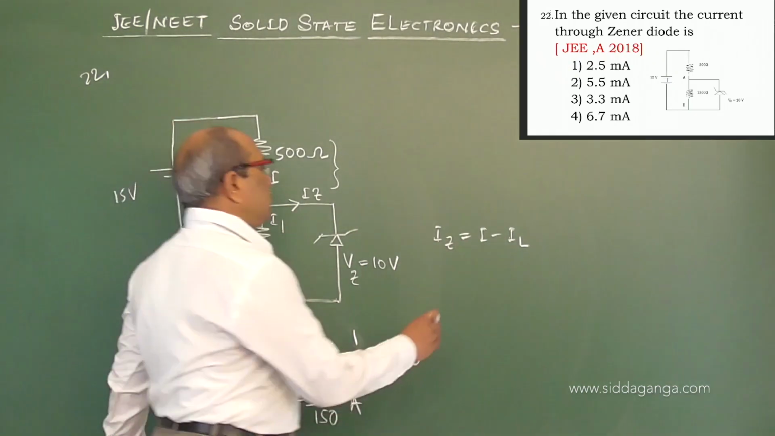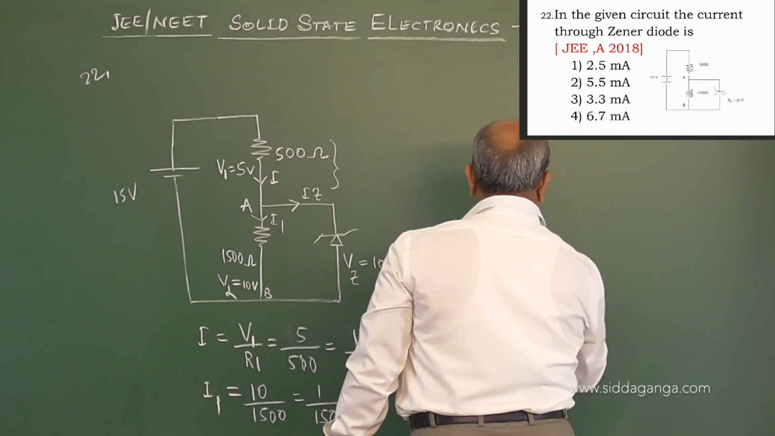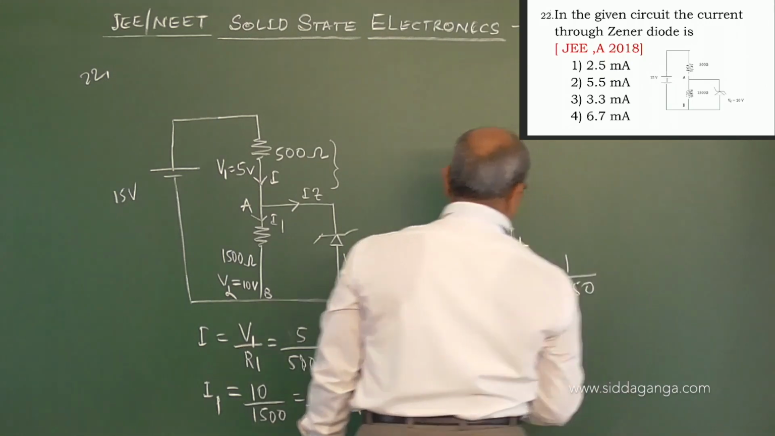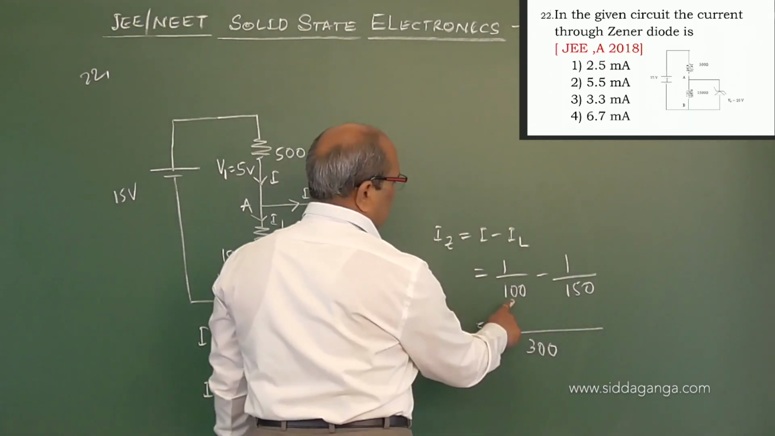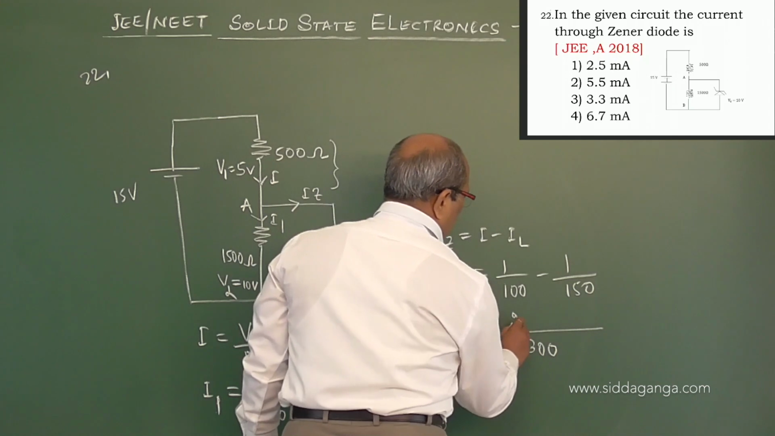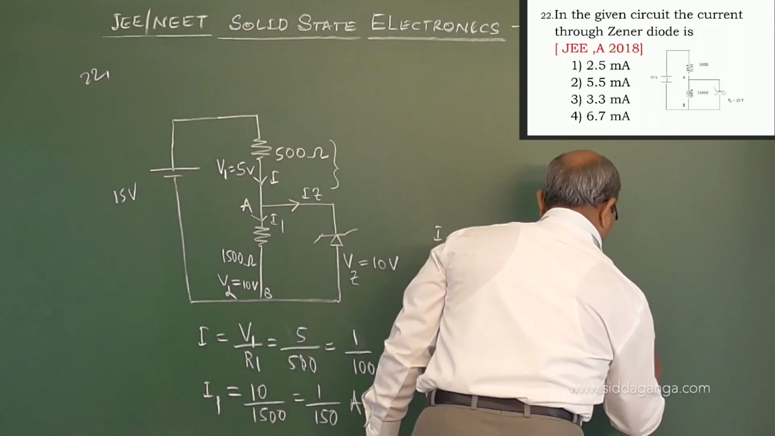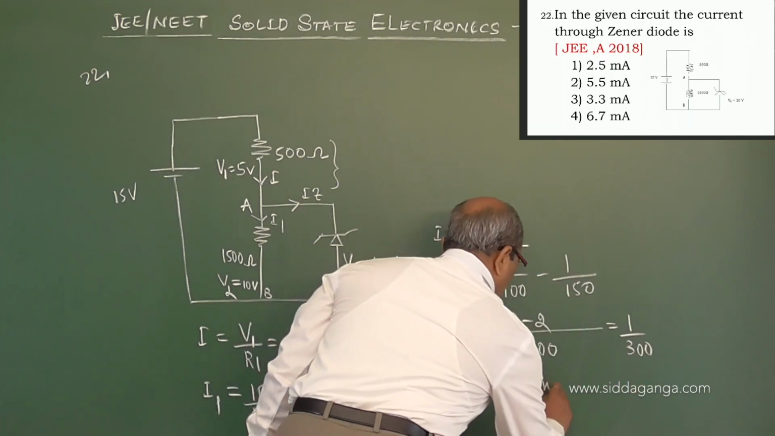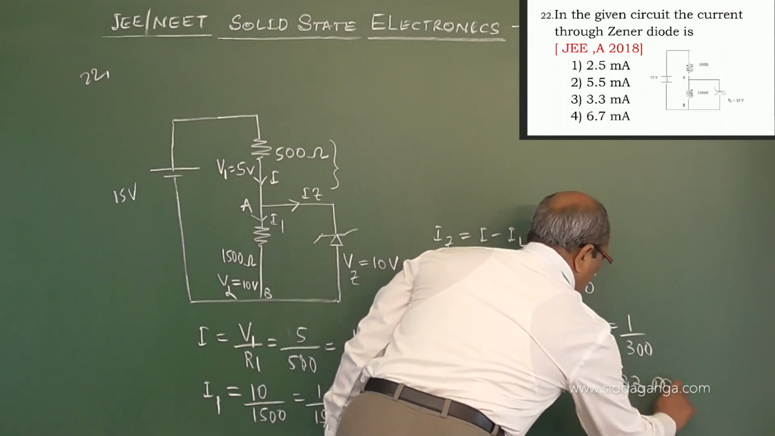Now we can substitute: 1 by 100 minus 1 by 150. Take the common LCM as 300. That means it is 3 minus 2, 1 by 300, or 10 by 3 milliamps, which is 3.33 milliampere.